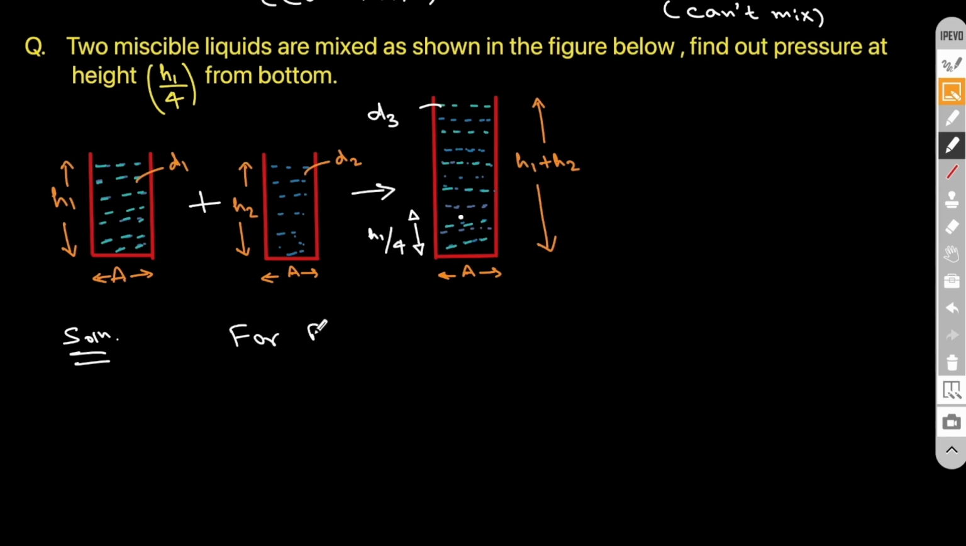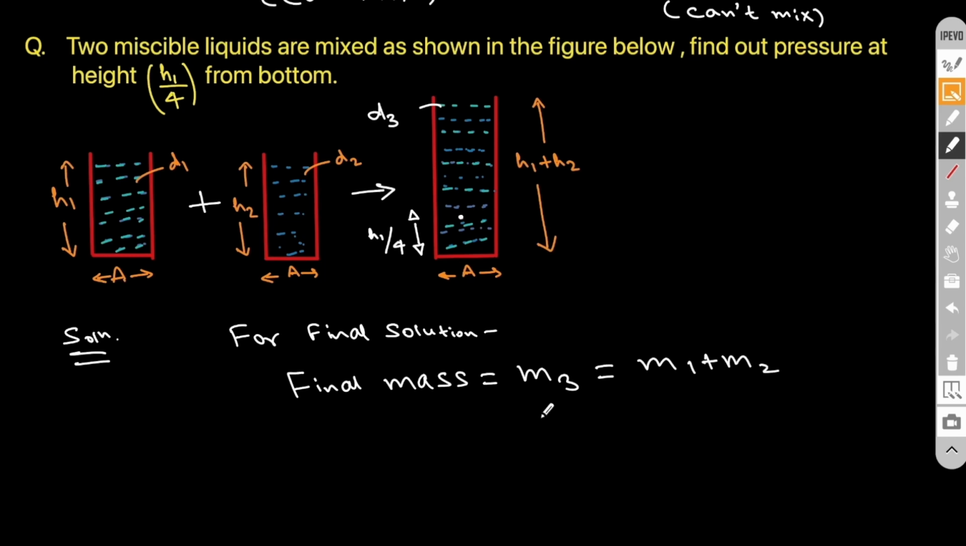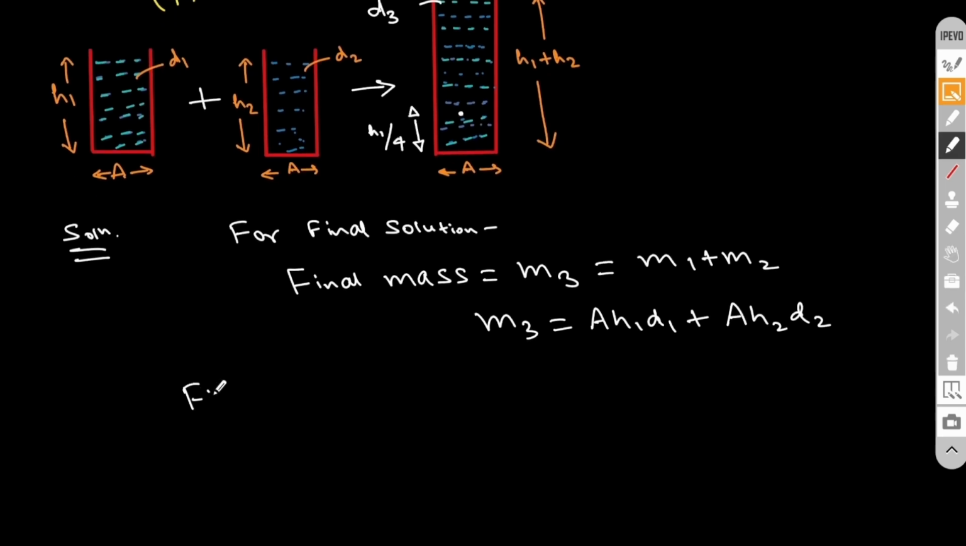So we'll write that for the final mixture, or for the final solution, the final mass, let's call it m3, is equal to m1 plus m2. m3 is the mass of liquid in the final solution. Similarly, m1 and m2 are the mass of liquid in the first and second container. So m3 is equal to, what is m1? It is density times volume. So A h1 is the volume and density is d1. Similarly, for the second container, we have A h2 as our volume and d2 as density. So m3 is equal to A h1 d1 plus A h2 d2.